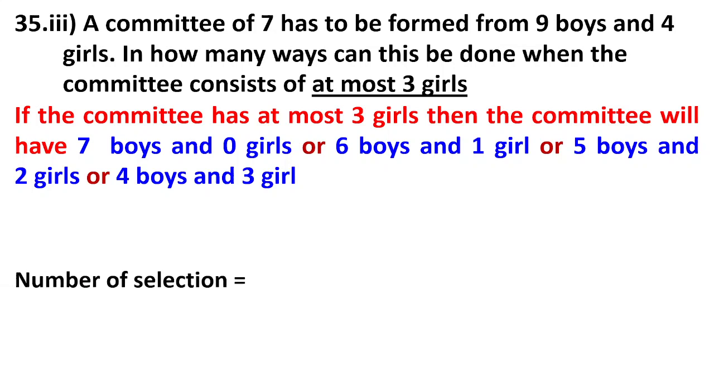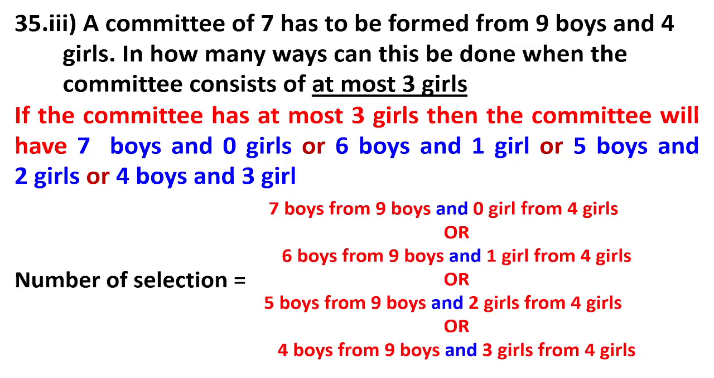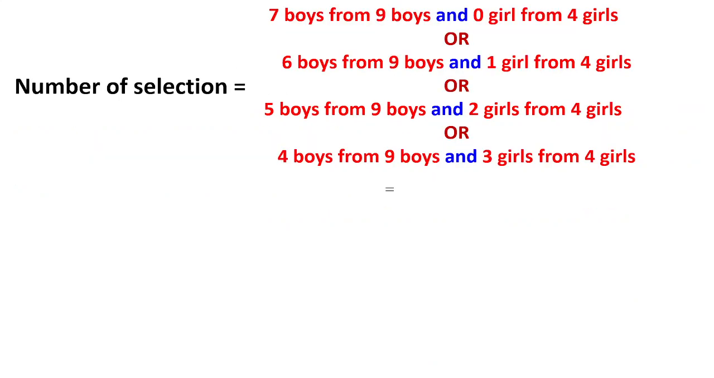Now this is the selection. 7 boys from 9 boys and 0 girl from 4 girls, or 6 boys from 9 boys and 1 girl from 4 girls, or 5 boys from 9 boys and 2 girls from 4 girls, or 4 boys from 9 boys and 3 girls from 4 girls. You are checking out, in every case you are getting 7 members with both boys and girls. Good. We are continuing now.